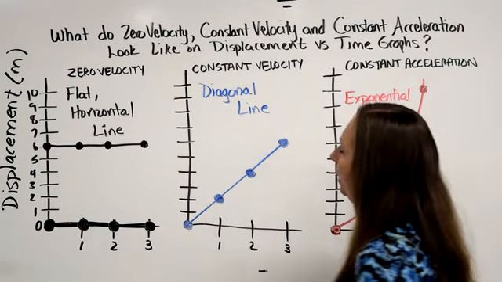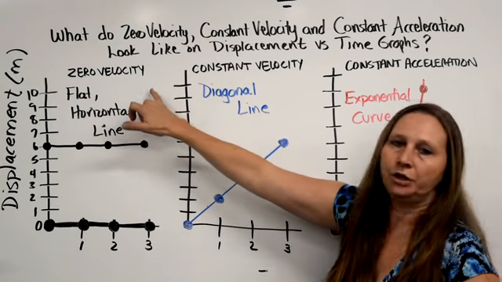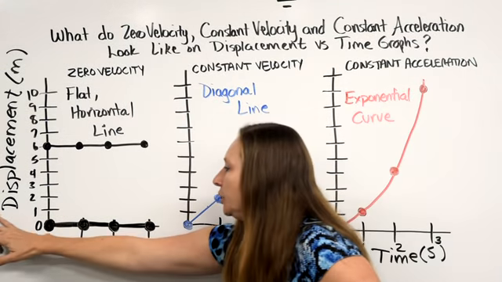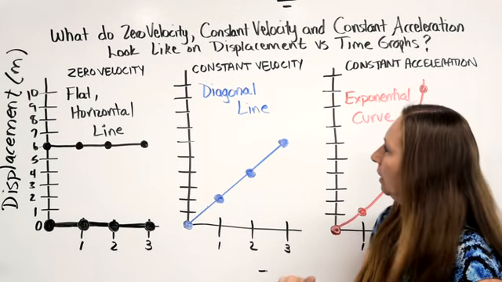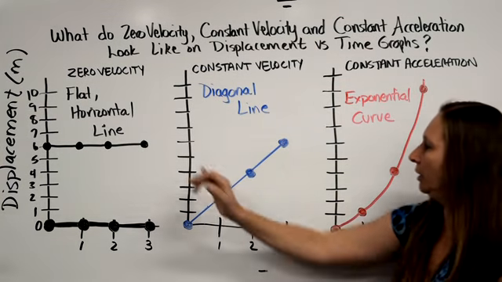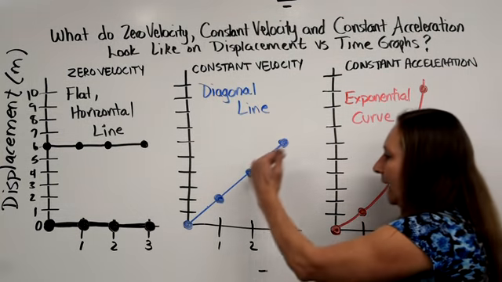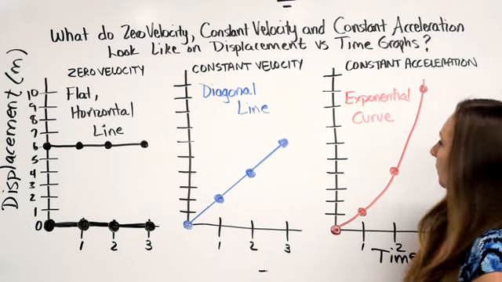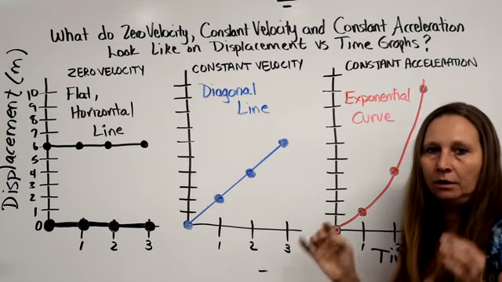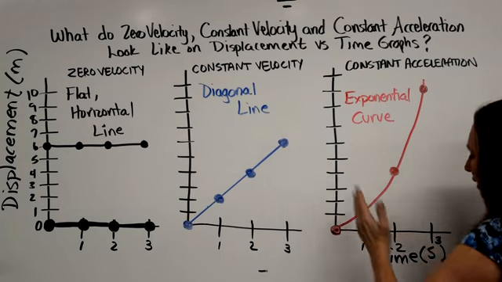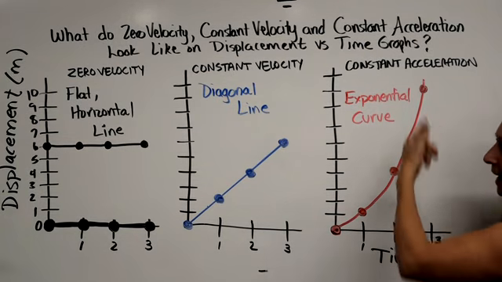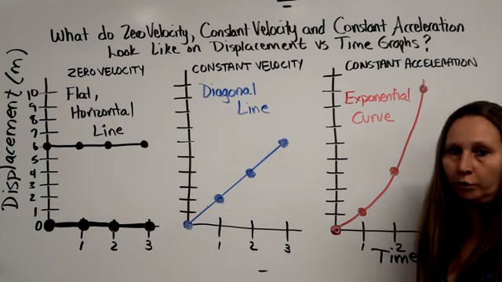So what you've learned here is that zero velocity on a displacement time graph is a horizontal line. Constant velocity on a displacement time graph is a straight diagonal line. And constant acceleration on a displacement time graph is an exponential curve. It is a curved line.